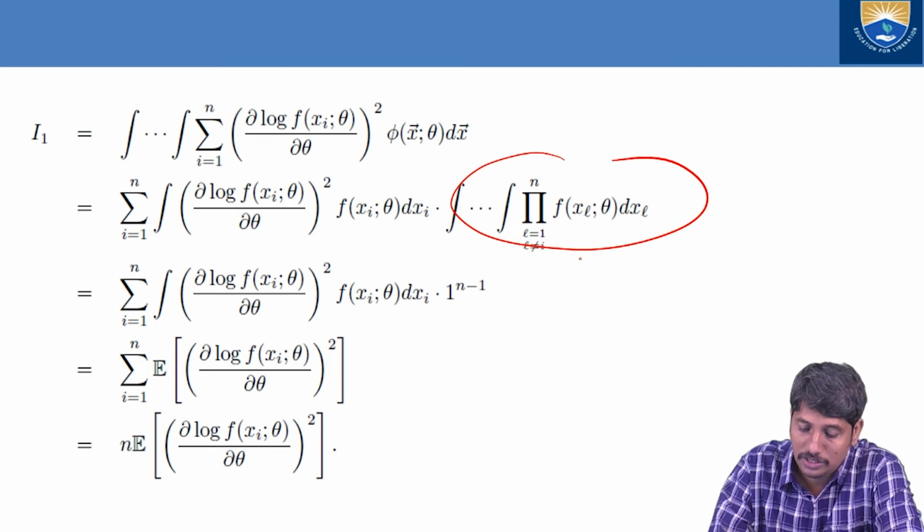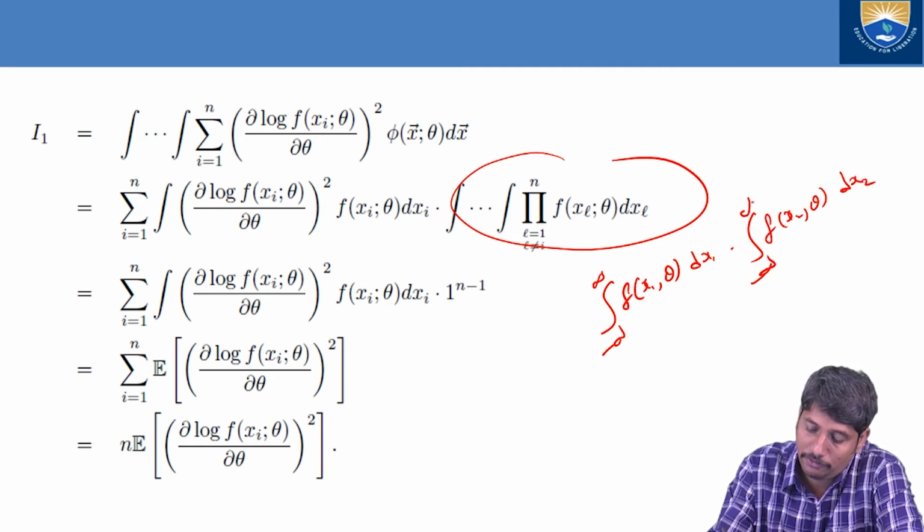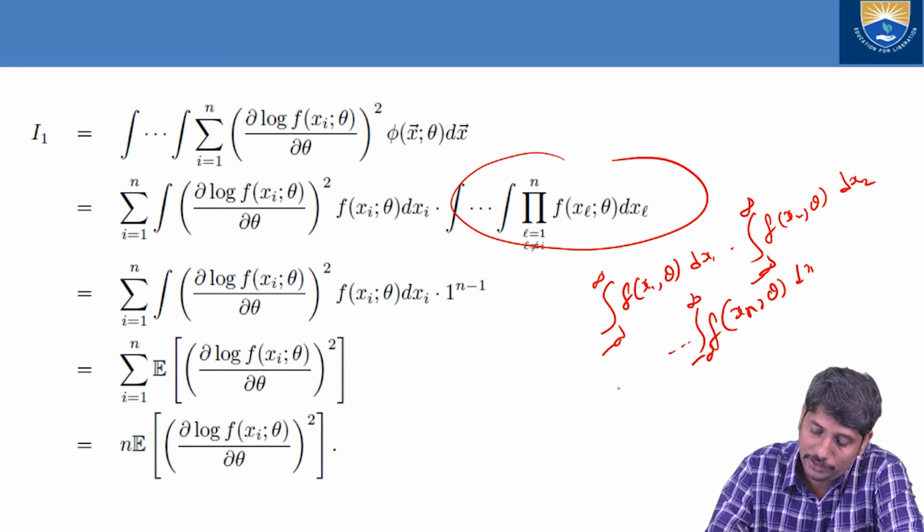Now again, if you see, f of x1 comma theta dx1 from minus infinity to infinity, into f of x2 comma theta dx2 from minus infinity to infinity, and so on up to f of xn comma theta dxn, each integral from minus infinity to infinity, except for this one, that is f of xi comma theta.